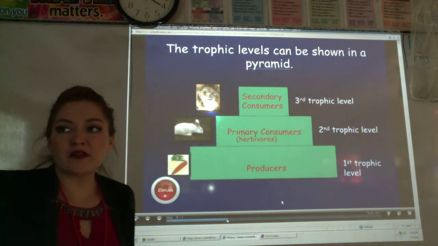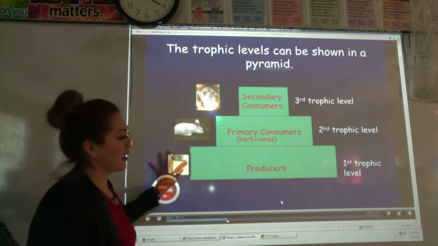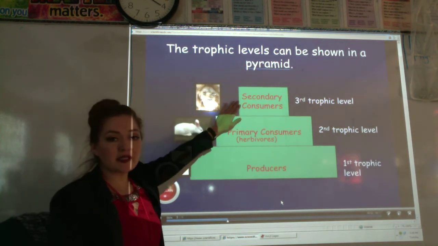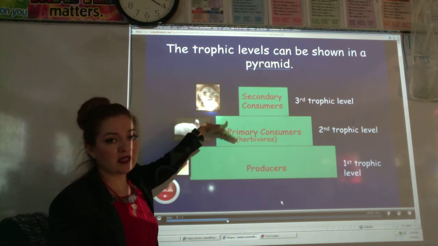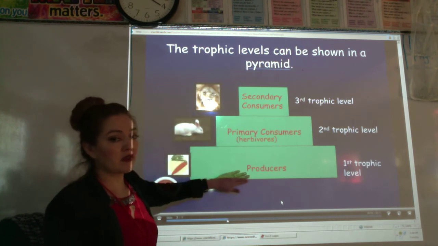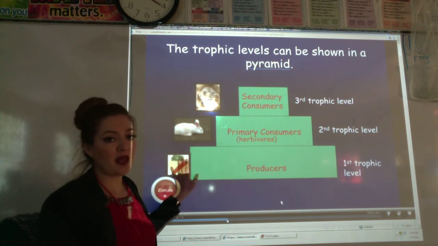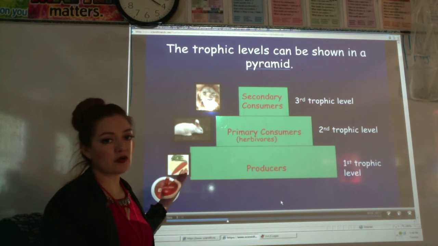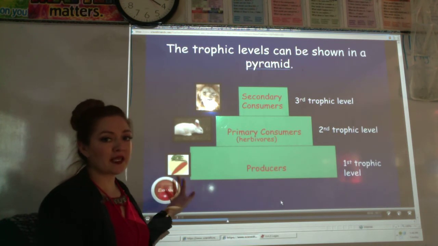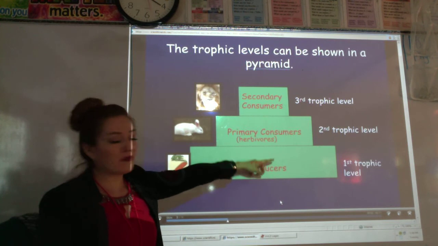So the trophic levels can be shown in a pyramid. Here you have a lion, a rabbit, and a carrot. And here it says secondary consumers because they're second in the line of any organism that's a consumer. And then at the bottom you have producers, anything that can make its own food, any plant or phytoplankton if it's in the ocean, or algae if it's in a lake. All of these are producers. And they also belong to the first trophic level.